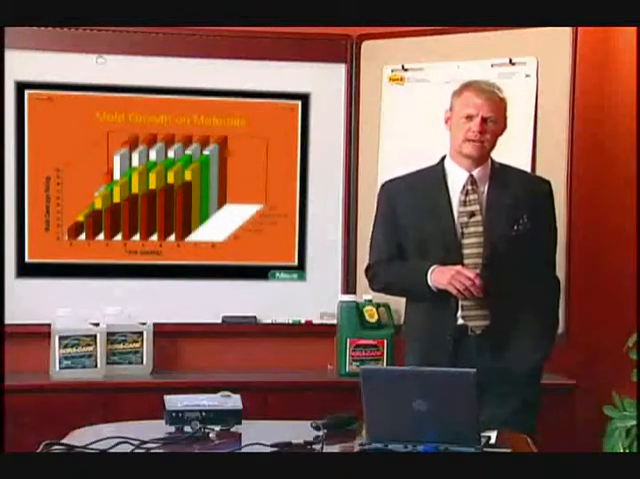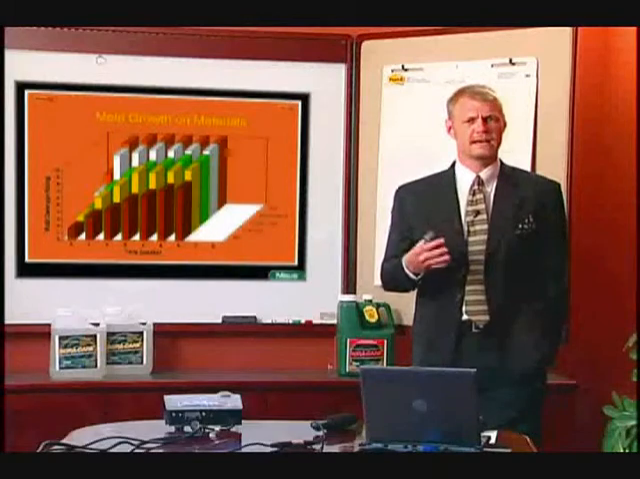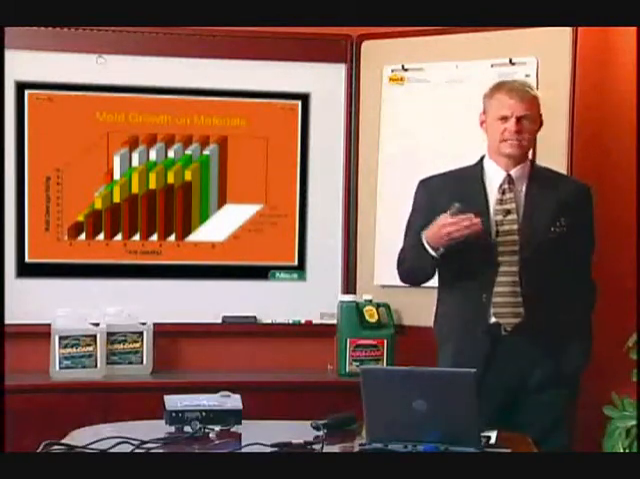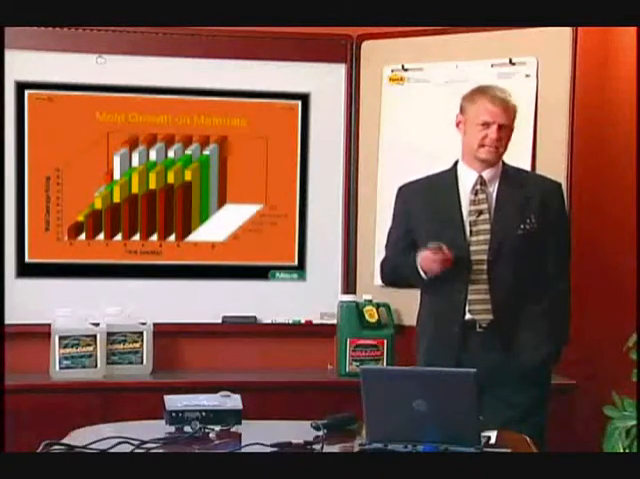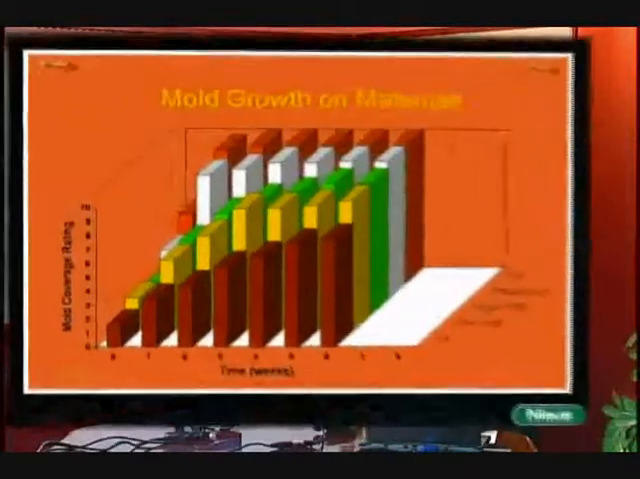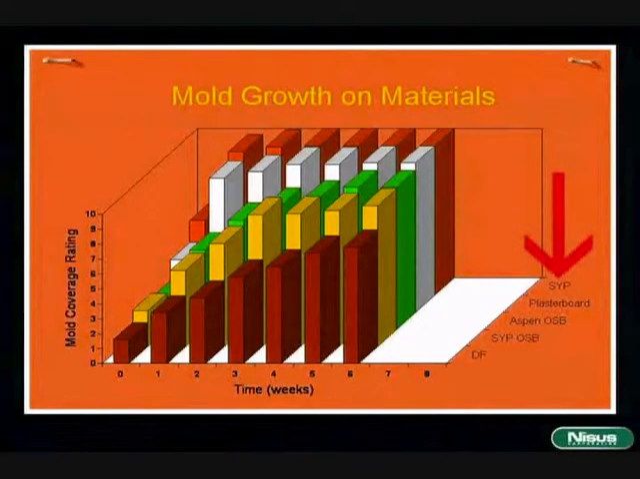Let's have a look at some different construction materials then and their susceptibility to mold growth here under ideal conditions. Ideal conditions being described as a continuous relative humidity above 80% or a wood moisture content above 20%. Here you can see we've got a number of different materials. The SYP stands for Southern Yellow Pine. We've got plasterboard or sheetrock, aspen oriented strand board, Southern Yellow Pine oriented strand board, and Douglas fir, all on the right hand side there.